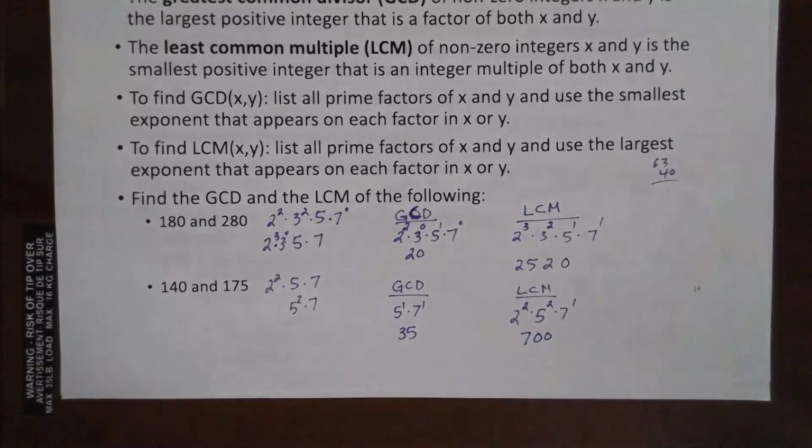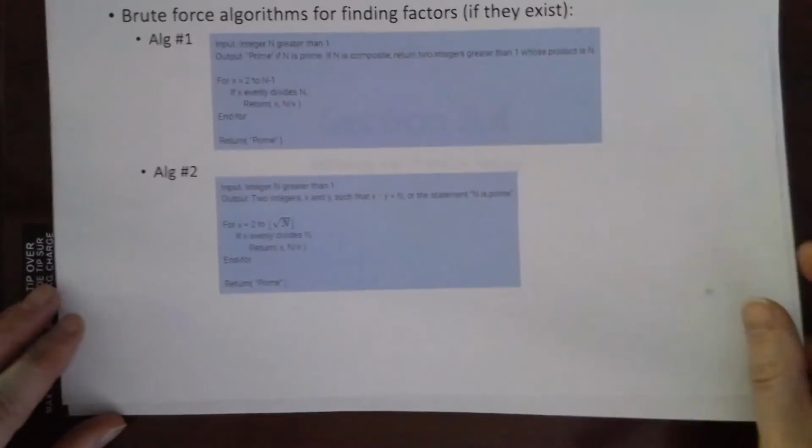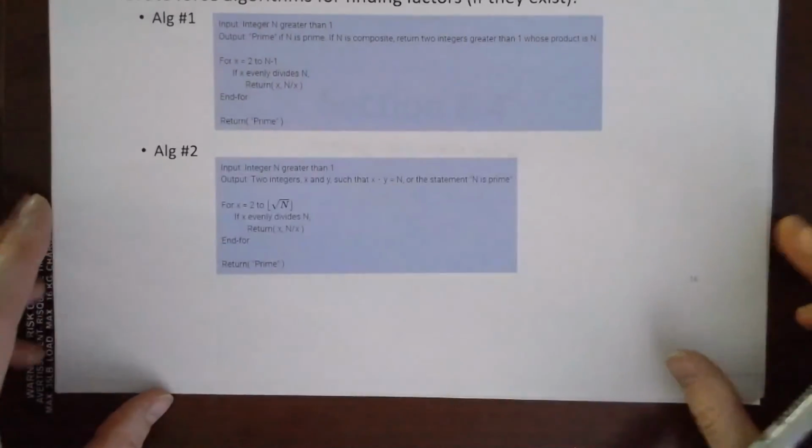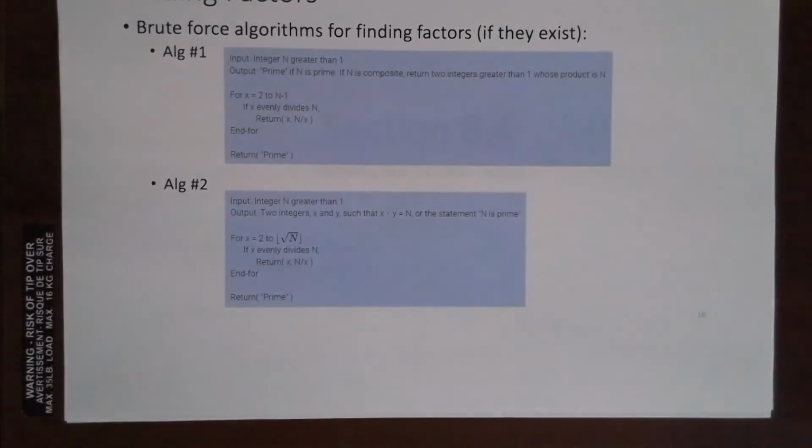All right, so that's finding greatest common divisors and least common multiples. All depends on whether or not things are factored. Okay, but finding factors is actually a tricky thing to do. And now you can easily write an algorithm for it.